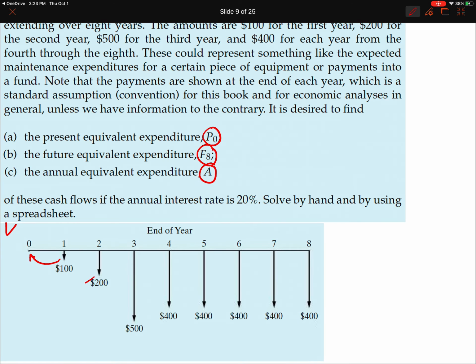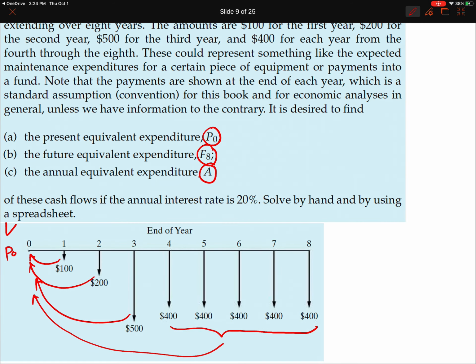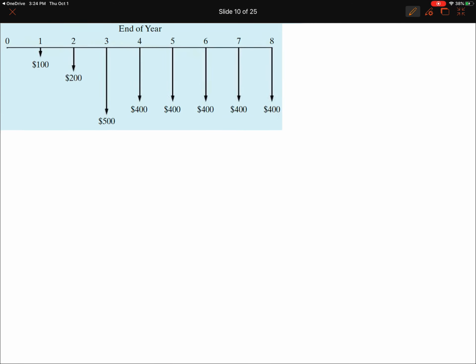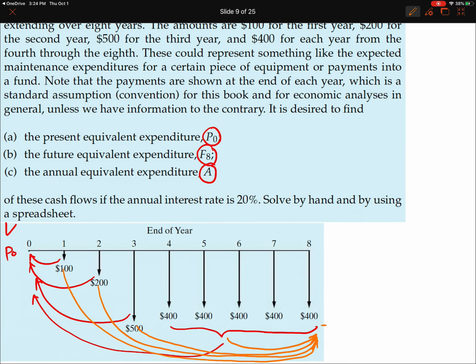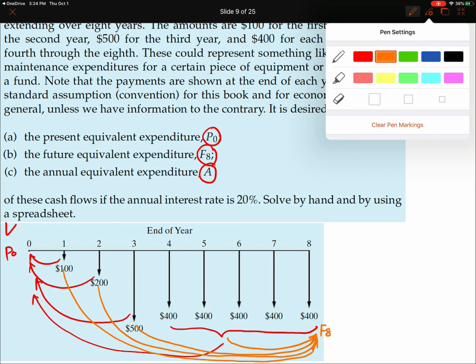The first is you have this cash flow, multiple cash flows on the diagram. You want to convert everything back to the present. This is annuity back to the present. Okay, that's how you find the P0. And another question is to ask you to convert everything to a future time. So annuity to a future time. This 500 to a future time. This 200 to a future time. This 100, no, not back to, compounding to a future time. So it's F8.